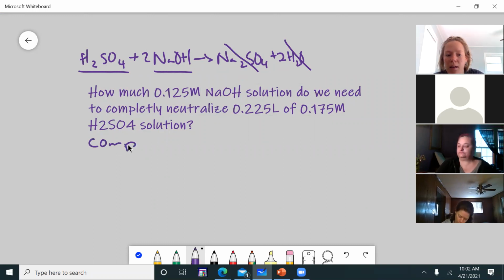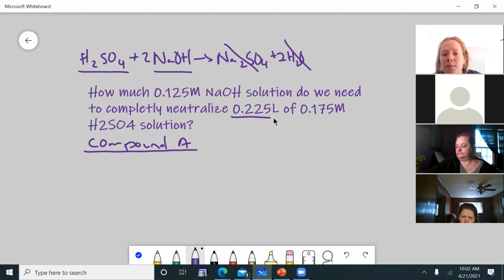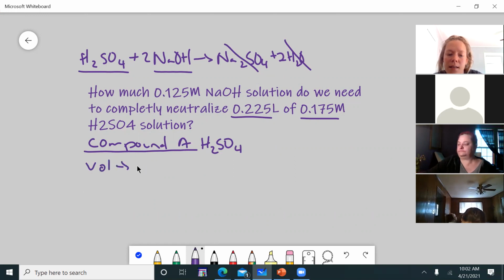So compound A is going to be whatever I have more information on. The thing that I have two pieces of information on will give you a place to start. So in this one, I have two pieces of information off of H2SO4. So I'm going to say compound A is H2SO4 for this problem. I know its volume, and in this case, it is 0.225 liters. If that wasn't in liters, if it was in milliliters, convert it to liters.